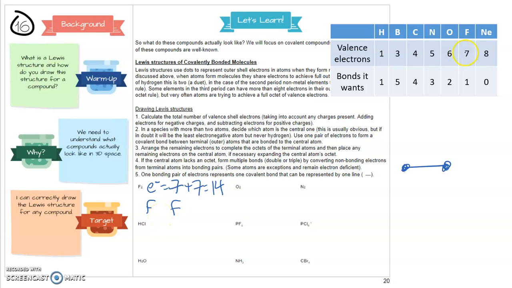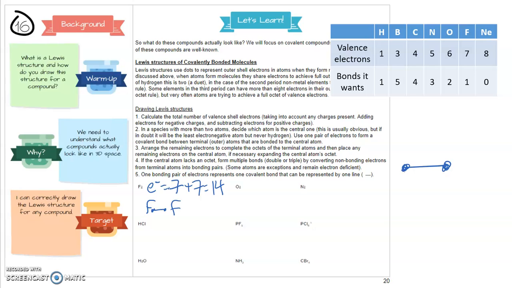We come back up to this table. Each F only wants 1 bond. So that means it's going to get 1 line. So I'm going to draw that here, 1 line. Now remember, you can draw the dots on either side if you want. I tend not to, but you can if you want to. Count, that's already 2 electrons. We need 14. That means we need to have 12 more drawn in here.